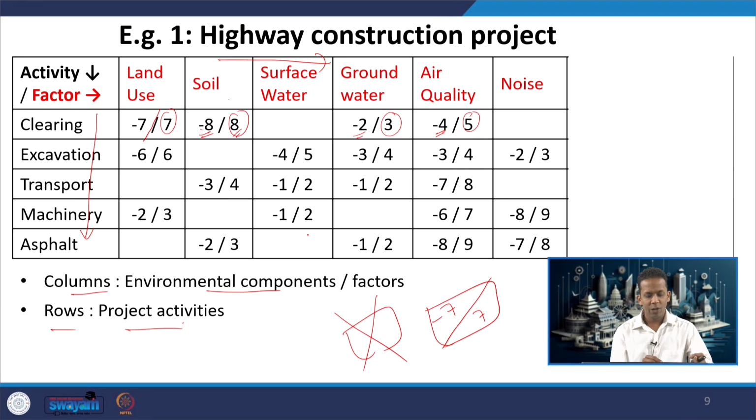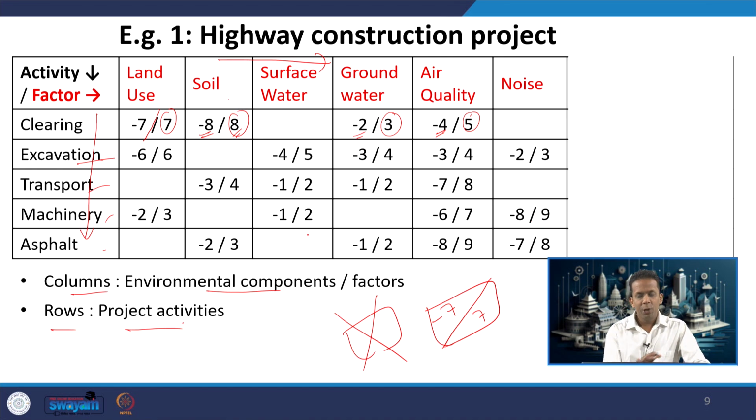Here, coincidentally, the magnitudes and the importance are following a similar trend, but it need not be the case all the time. It depends on the project and the components or activities that we are considering. Just like we entered the first row for one activity, for each of the activities like excavation, transportation, machinery, asphalt, you enter all the values.